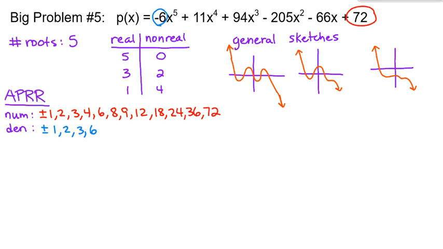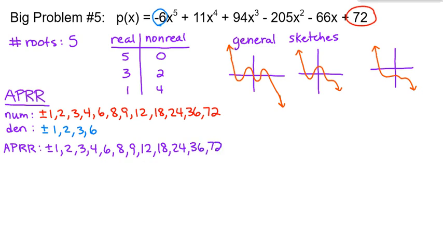So what we have to do is put together all those numerators over all those denominators in all the possible combinations, which sounds like it's going to be horrendous, but a lot of them are going to be duplicates. And so we're going to do this systematically. First, I'm going to put all the numerators over 1. So that's just going to give me 1, 2, 3, 4, 6, 8, 9, 12, 18, 24, 36, 72.